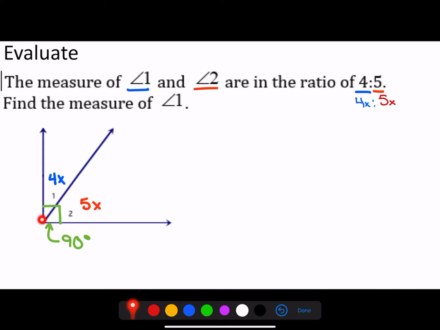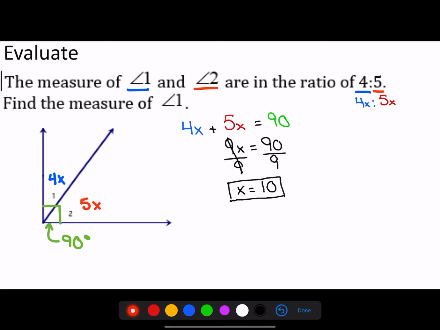From here, I know that we can use the angle addition postulate. So our two small angles, when combined, will equal the larger angle. So we can say 4x plus 5x will equal how many degrees? Well, it will equal 90 degrees. If I combine like terms, this will give us 9x equals 90. And when we divide both sides by 9, we find out that x is equal to 10.